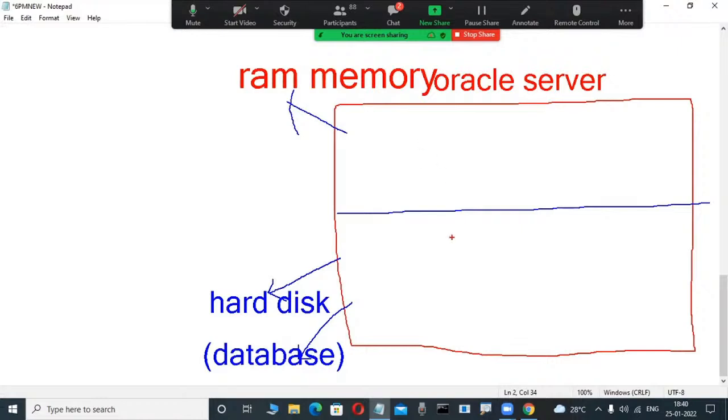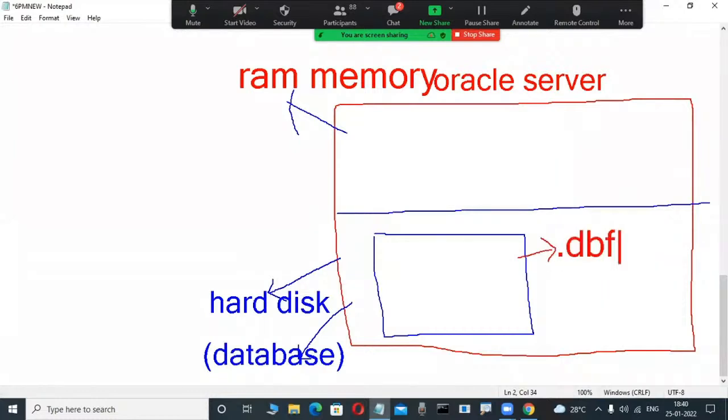Okay, fine. Now check it out. In the hard disk, so many files are there: data files, control files, redo log files. Don't worry, these files are on the Oracle software side. For example, a .dbf file. Observe here, a .dbf file or data file or anything.